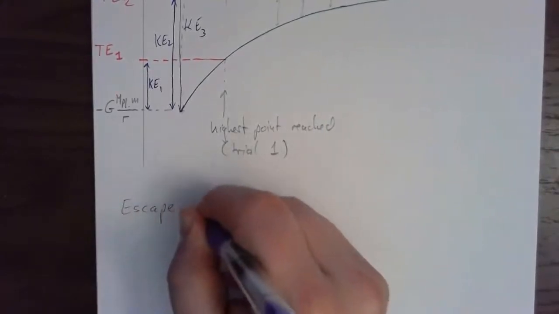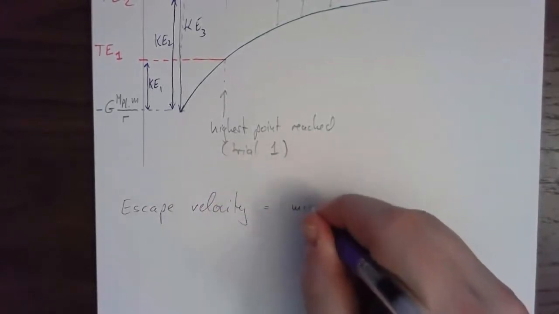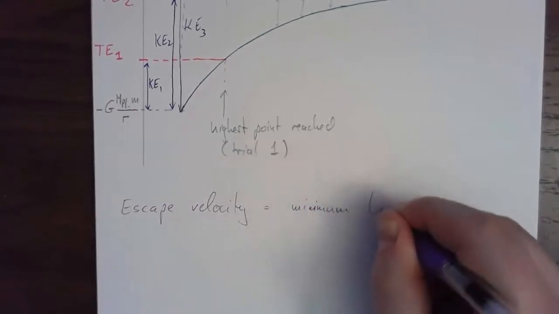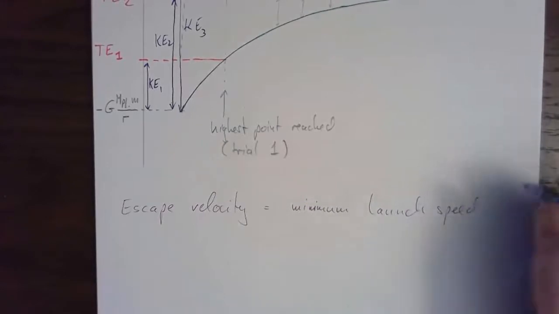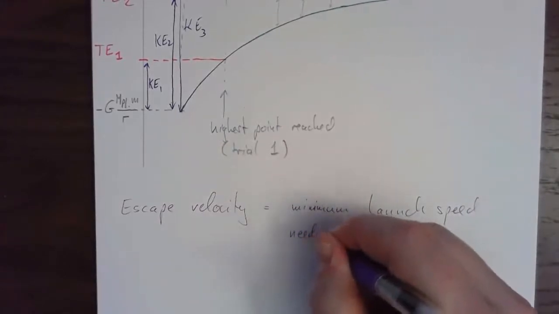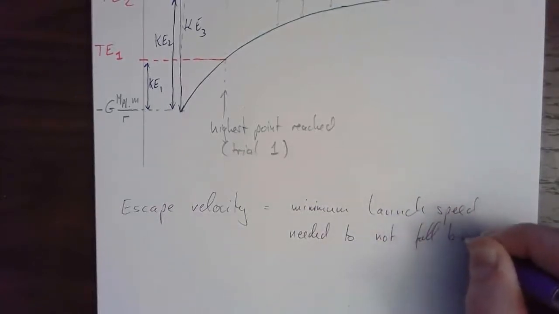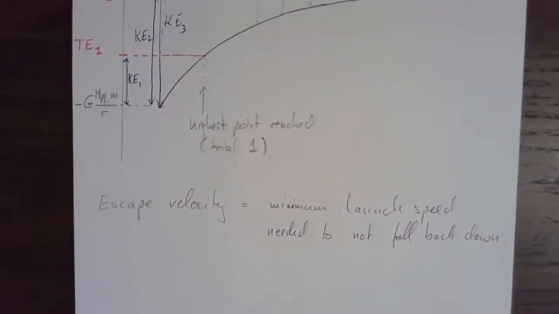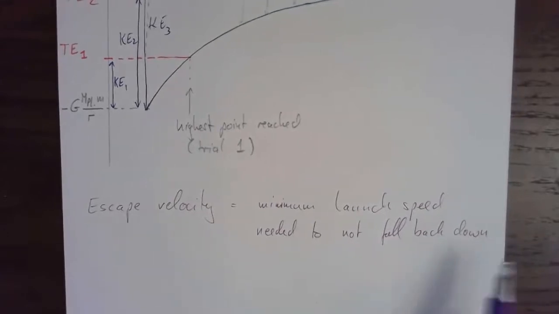The escape velocity is the minimum, call it the launch speed, needed to not fall back down ever. Of course, we assume there's no atmosphere. We assume that our motion is not propelled, we don't have a thrust. It's just the initial speed is all that we need.